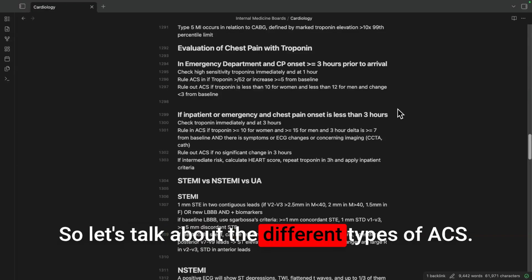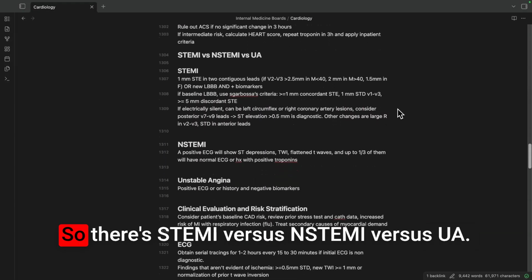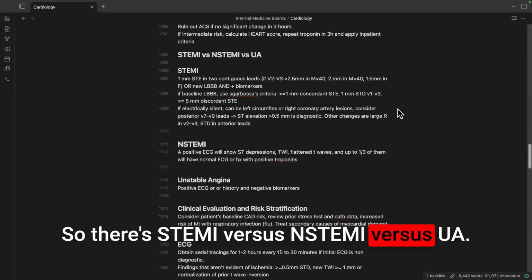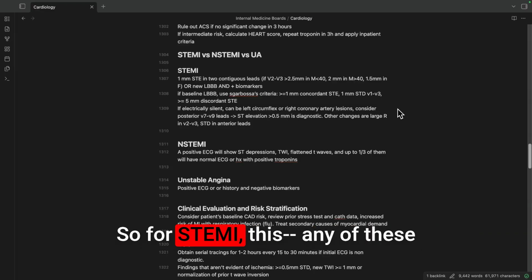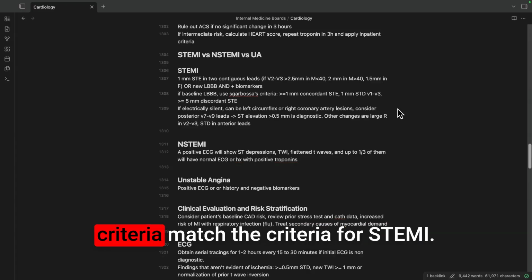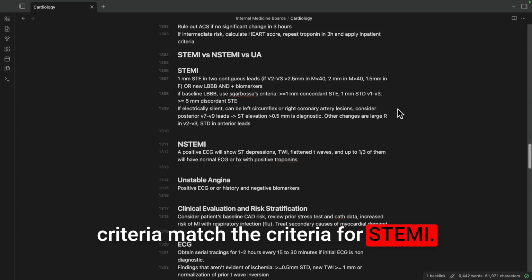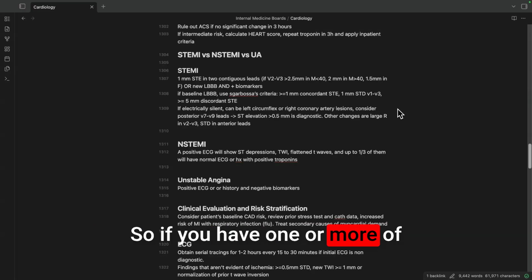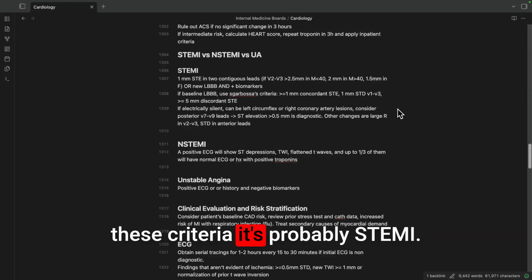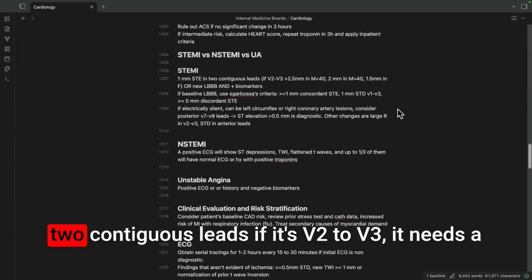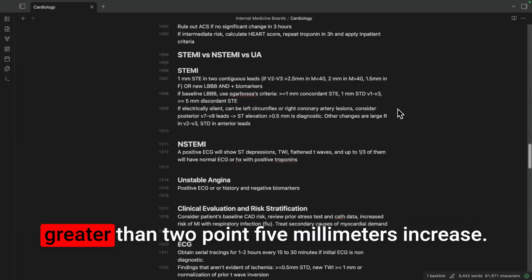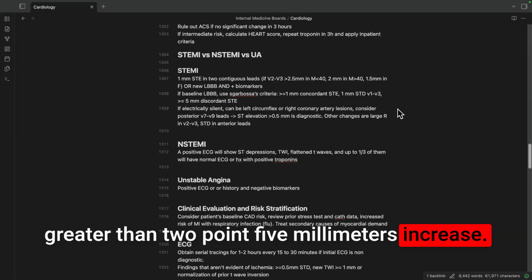So let's talk about the different types of ACS. There's STEMI versus NSTEMI versus UA. Let's talk about STEMI. For STEMI, any of these criteria match the criteria for STEMI. So if you have one or more of these criteria, it's probably STEMI. If you have a 1 millimeter ST elevation in 2 contiguous leads, and if it's V2 to V3, it needs a greater than 2.5 millimeter increase.